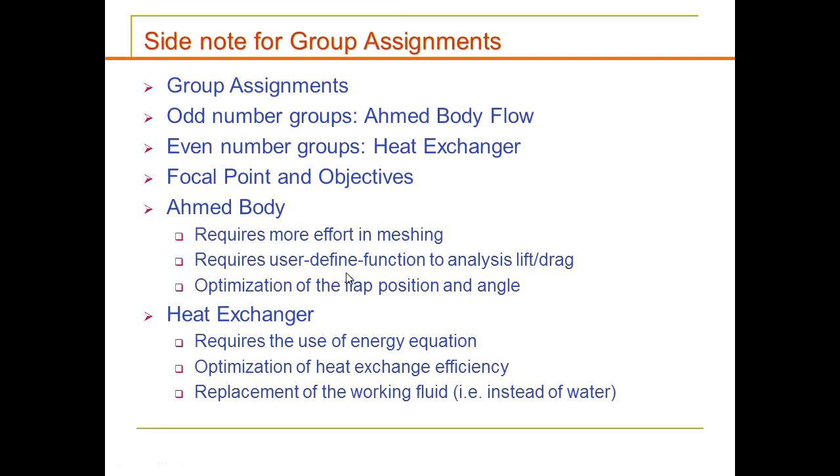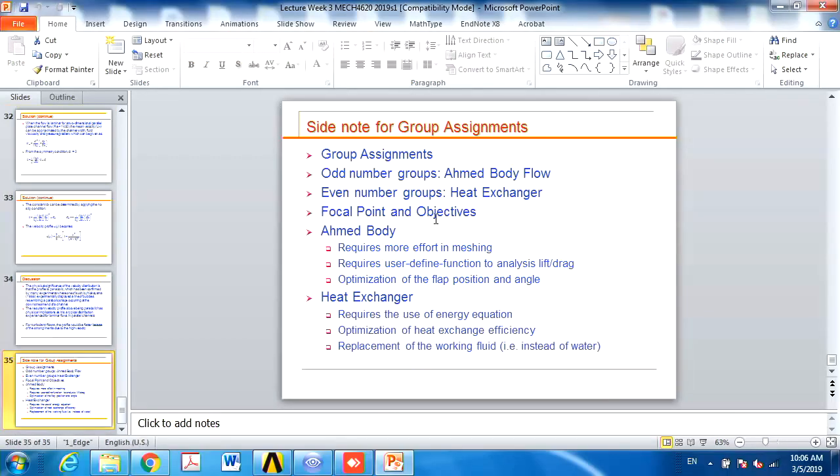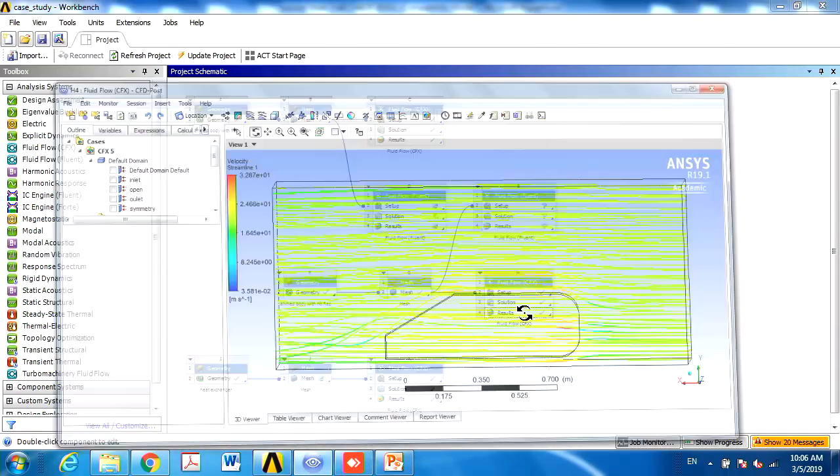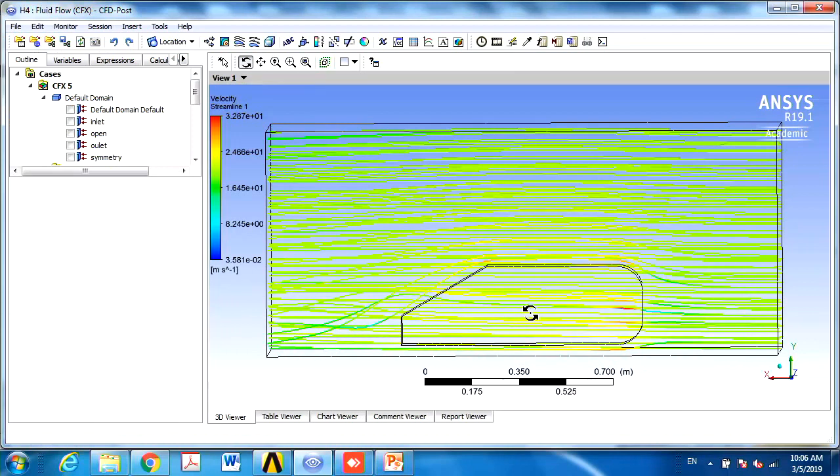Anyway, both of which require a user-defined function to calculate, for example, for the arm body, you need to calculate the lift and drag, which is the main point. And then from there, you optimize your lift and drag by changing your flap angle and whatever. I just did it for fun yesterday. So there's your whole group project.